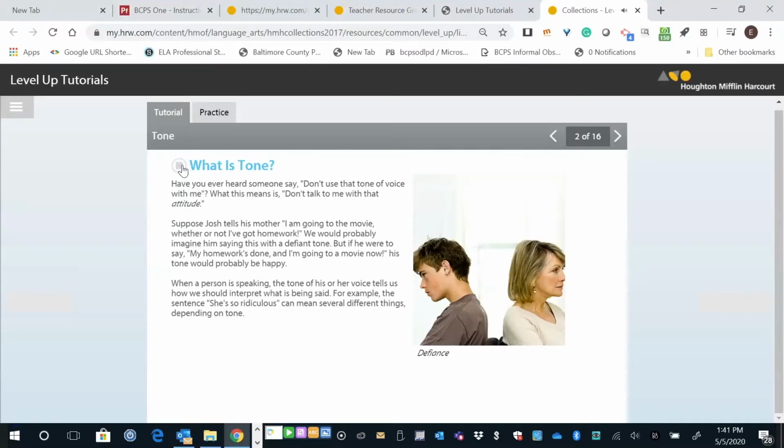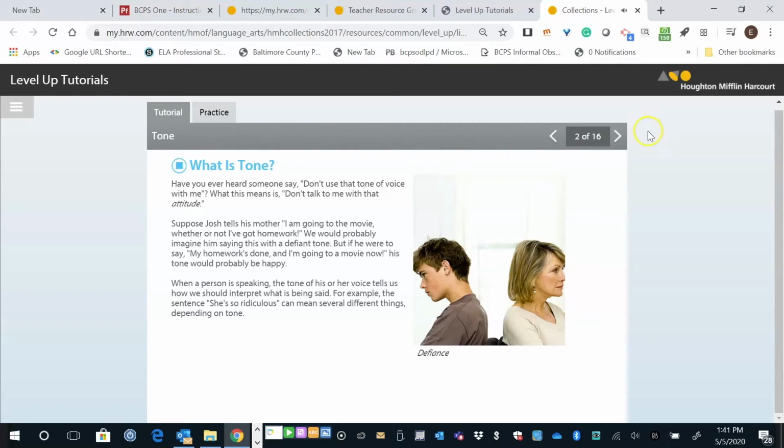Have you ever heard someone say, "Don't use that tone of voice with me"? What this means is, don't talk to me with that attitude. Suppose Josh tells his mother, "I am going to the movie whether or not I've got homework." We would probably imagine him saying this with a defiant tone. But if he were to say, "My homework's done and I'm going to a movie now," his tone would probably be happy.